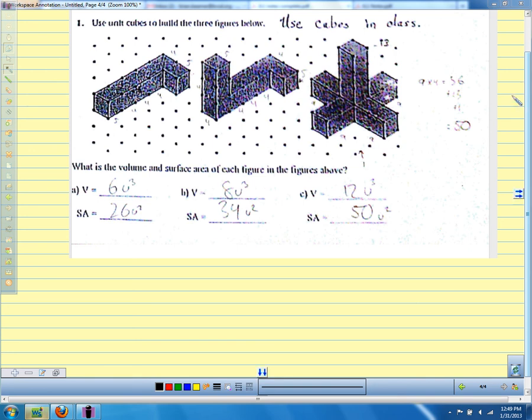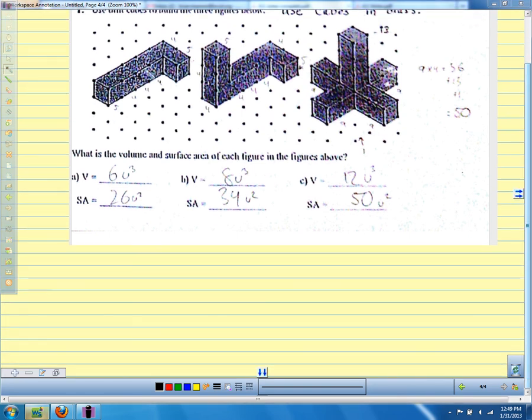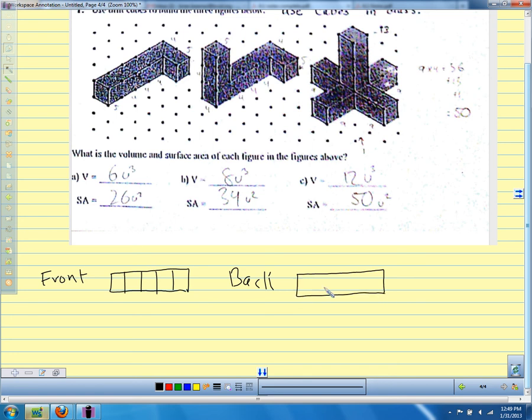So, if I'm looking at this first shape, from the front, the shape is just going to look like this. So I'm just looking at it flat. From the back, it's going to look the same. So the back view looks like this.